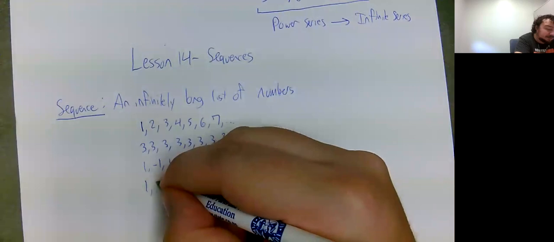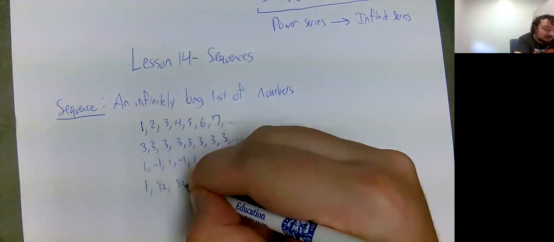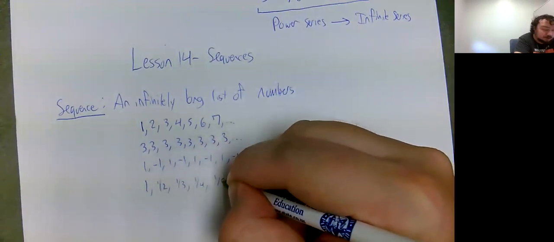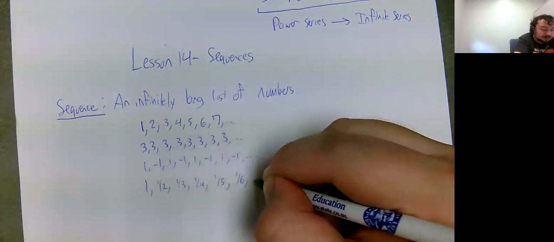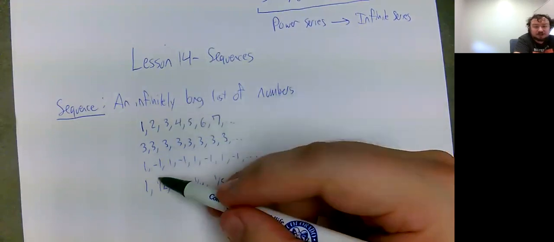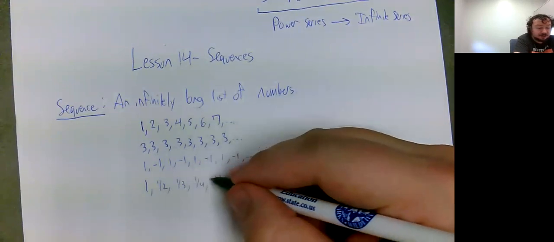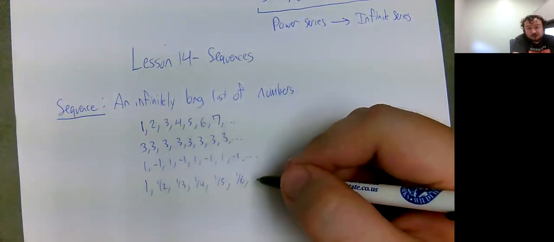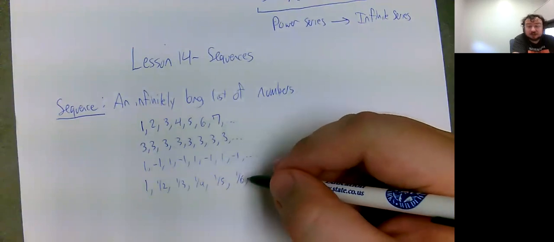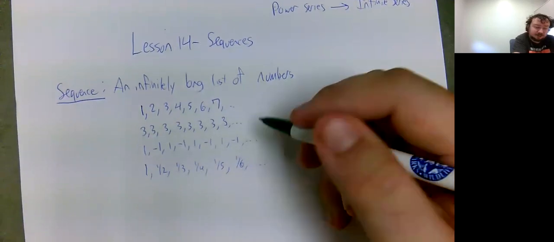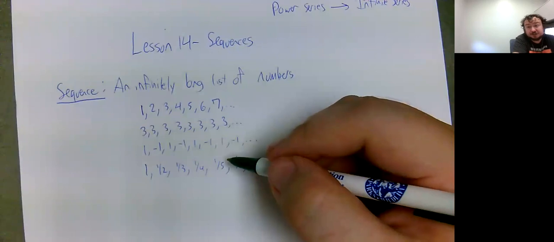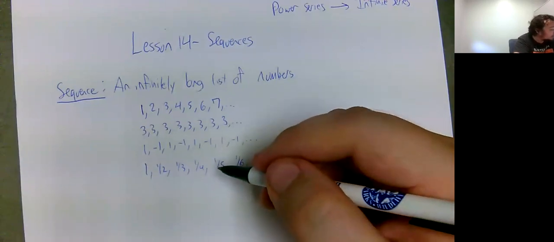All right, here's another example: 1, 1/2, 1/3, 1/4, 1/5, 1/6. So this one's very similar to the one up here, except we have 1 over all of the counting numbers. And notice that these are getting smaller and smaller and smaller, and they're getting closer to 0, the bigger our denominator is going to be. And also this shows that we can have fractions as part of our sequences.